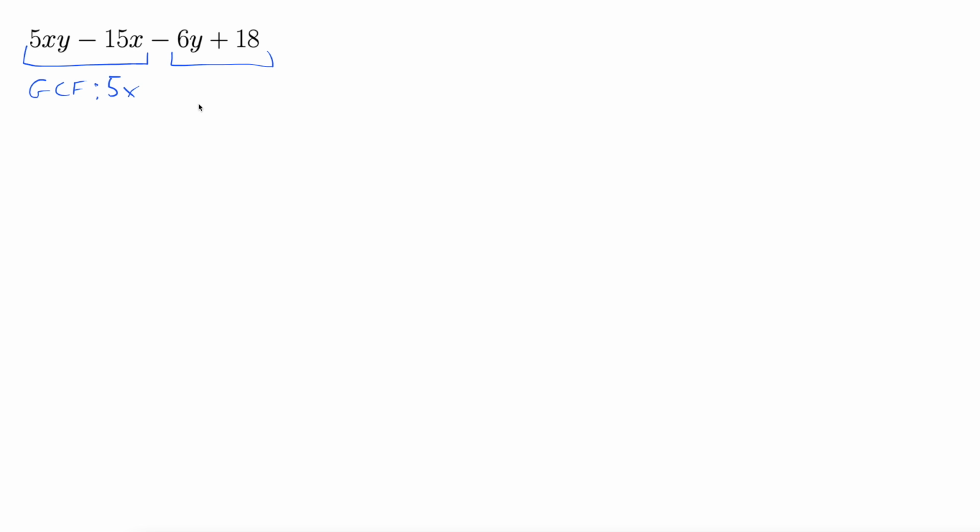5x. All right. So let's write this up so far. We factored out a GCF of 5x here. That left us with y minus 3. This tells us what we're shooting for in our second group. So I'm looking at the second one here, and I'm trying to figure out what the GCF is. Okay, well, I can see I can factor out a 6. If I just factored out a 6, though, we'd be left with negative y plus 3. But we want positive y minus 3.